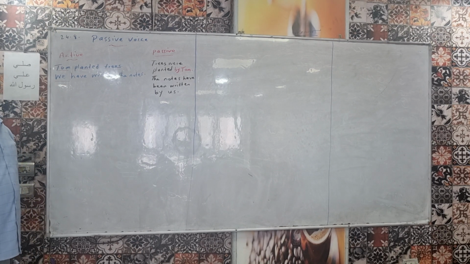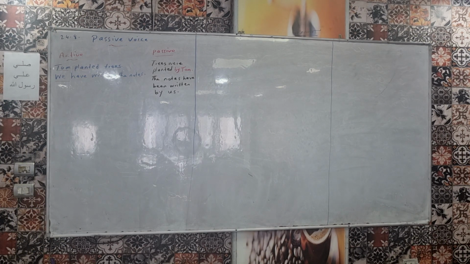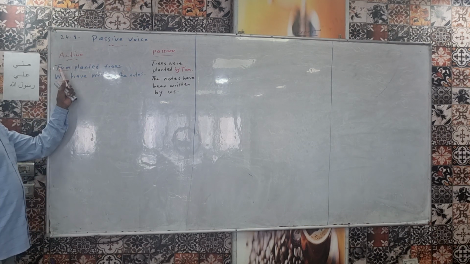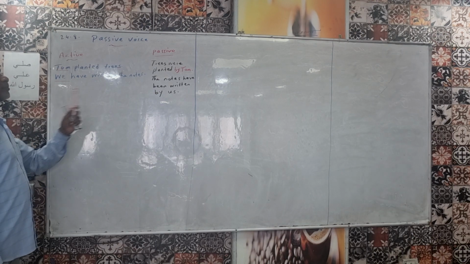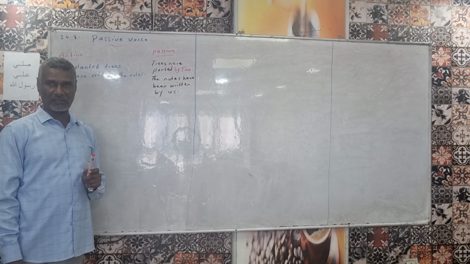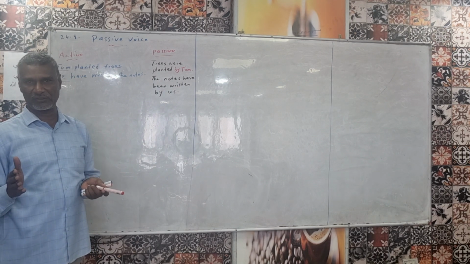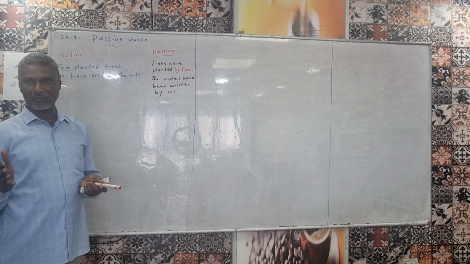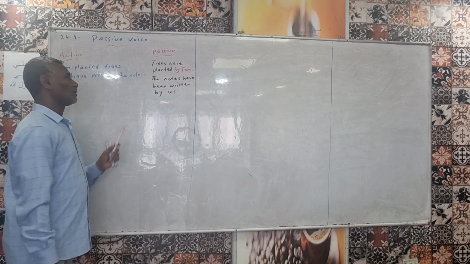Is it an active voice or passive voice? Why? Because we know the subject of the action, the subject is Tom. But when I say trees were planted, is it an active voice or passive voice? Why? Because we don't know the subject.